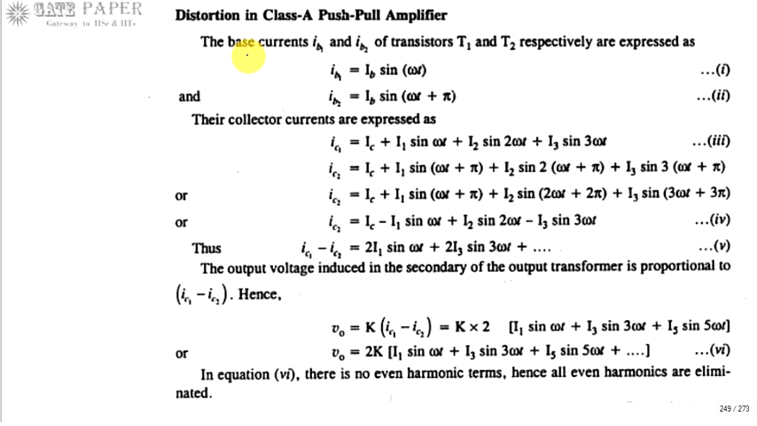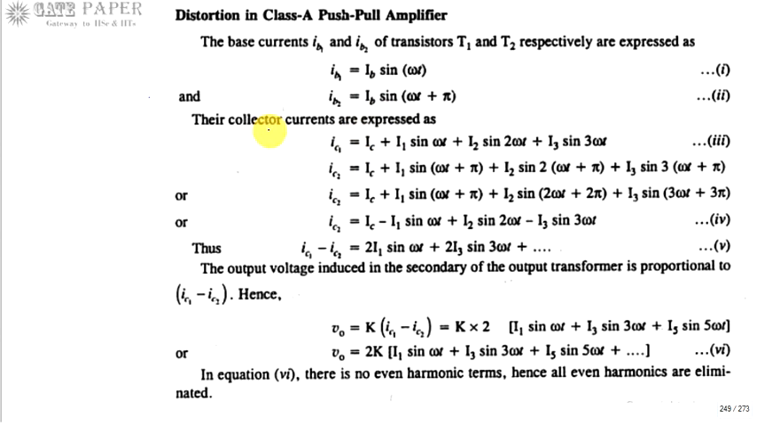Let the base currents of transistors T1 and T2 be IB1 and IB2 respectively. IB1 is IB sin omega t, because Q1 is on during the positive half cycle, whereas Q2 is on during the negative half cycle. So for the negative half cycle we write omega t plus pi. The positive half cycle is the same as the sinusoidal signal, and the other is a 180 degrees phase shifted sinusoidal signal. IB1 is IB sin omega t and IB2 is IB sin (omega t plus pi). The magnitude is the same because both are identical transistors, and with respect to the circuitry also they are identical.